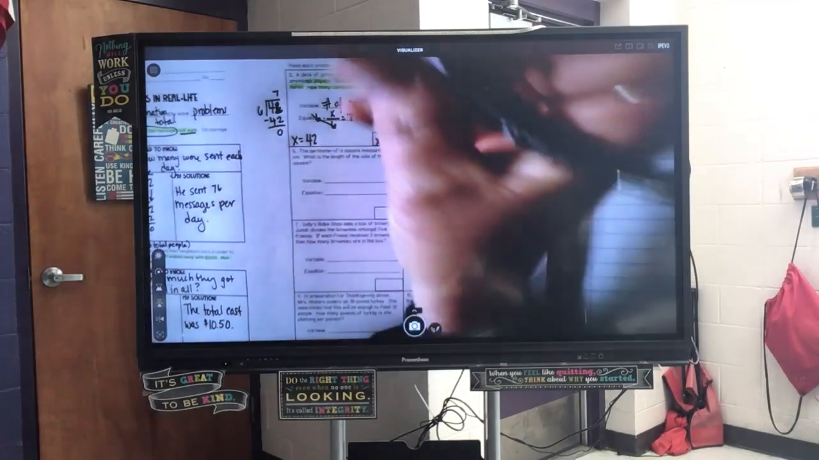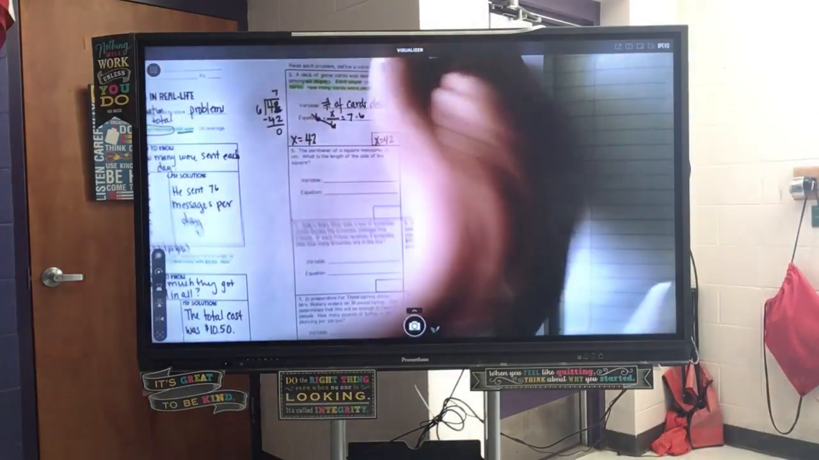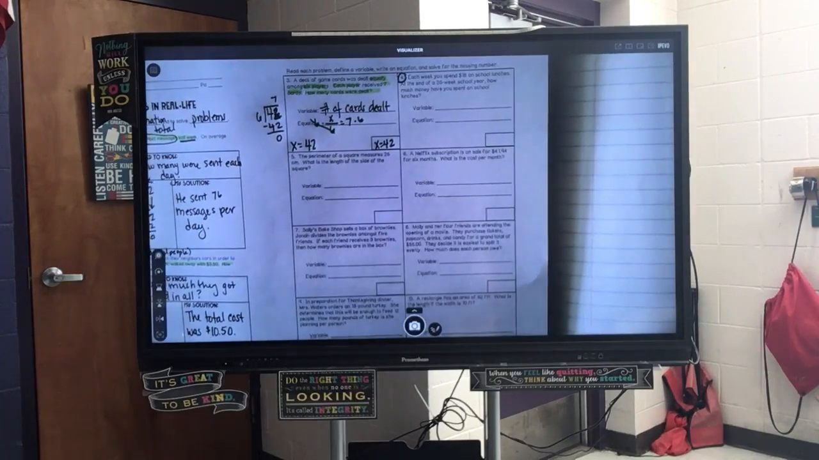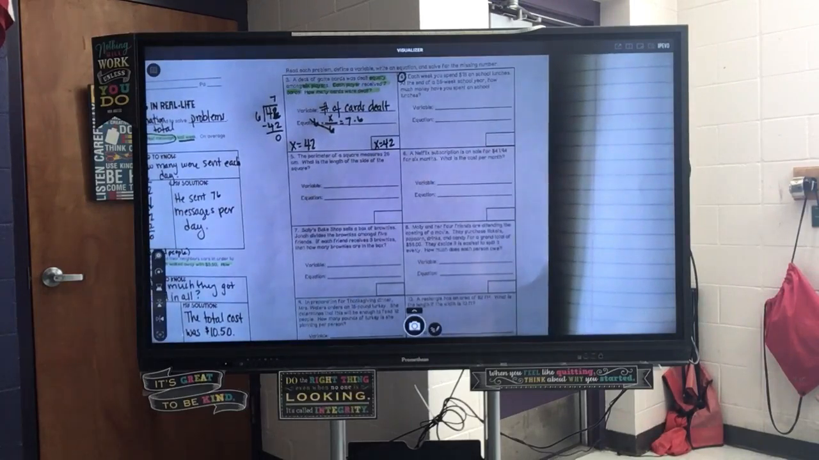Alright, so number 4 is a special one. It's the only special one. This is where your variable is your answer. It says each week you spend $18 on school lunch. At the end of a 36-week school year, how much money have you spent on school lunches?